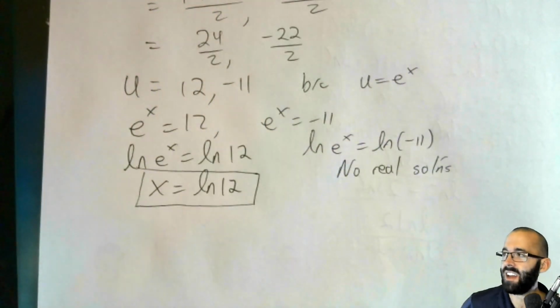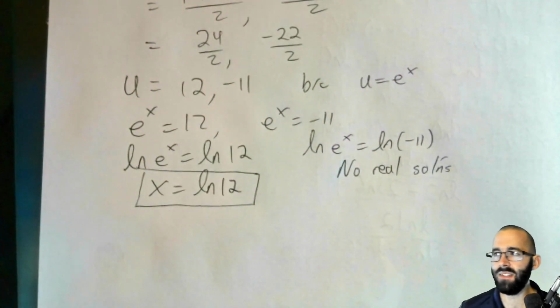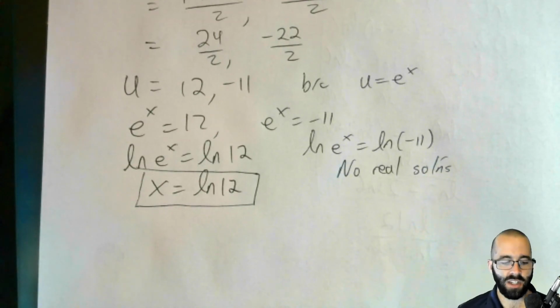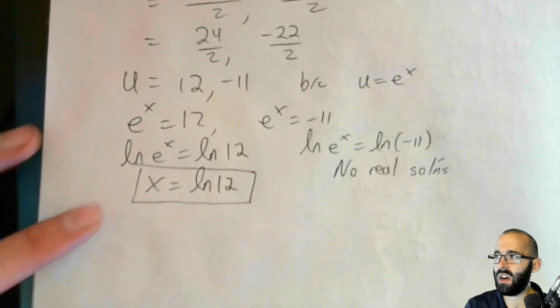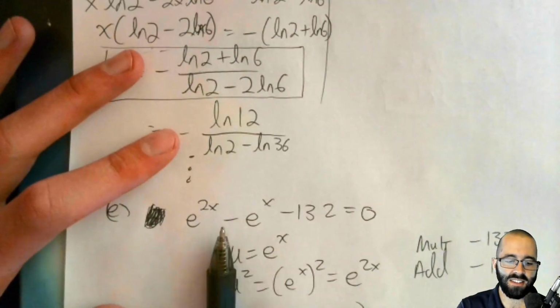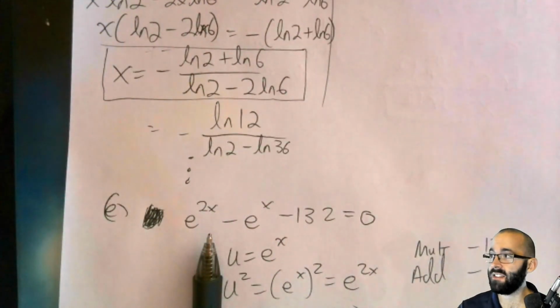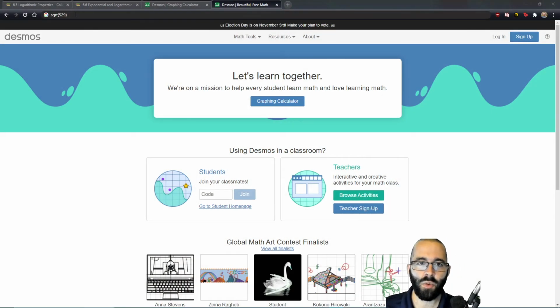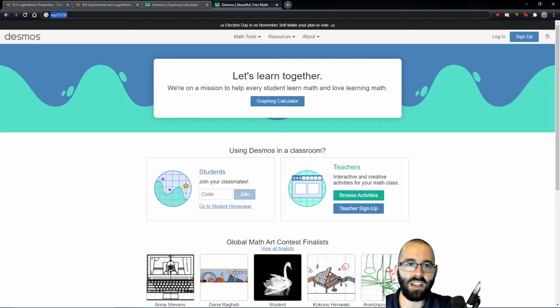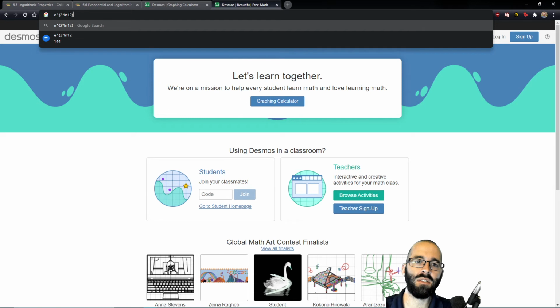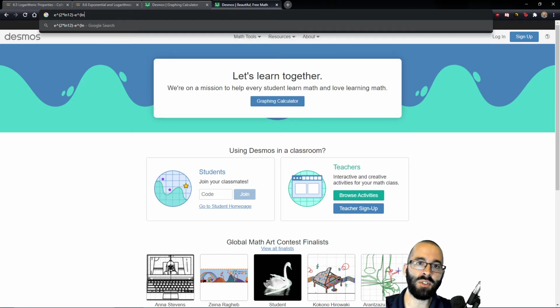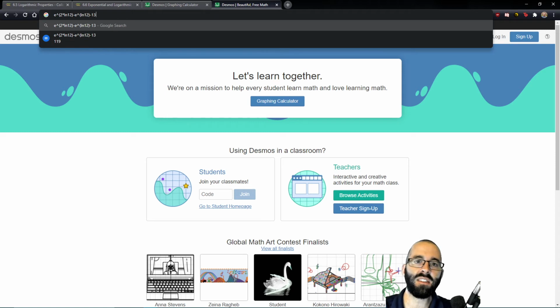Finally, we have an answer. x is equal to something. All right. And you can check your answer right here. x is equal to the natural log of 12. If x is equal to the natural log of 12, does this check out? Plug it into your calculator. What do we have? We have e raised to the 2 times x, which is ln 12, minus e raised to x, which is ln 12, minus 132.